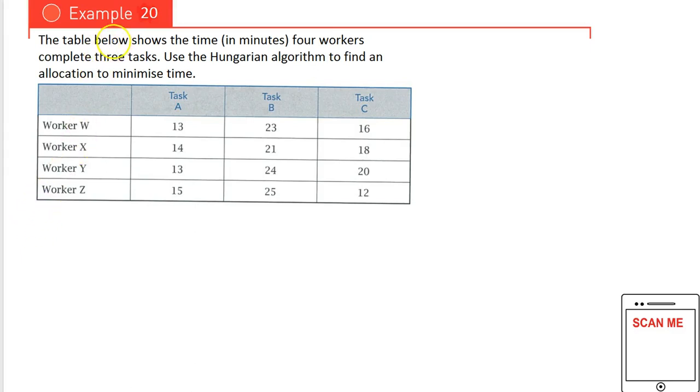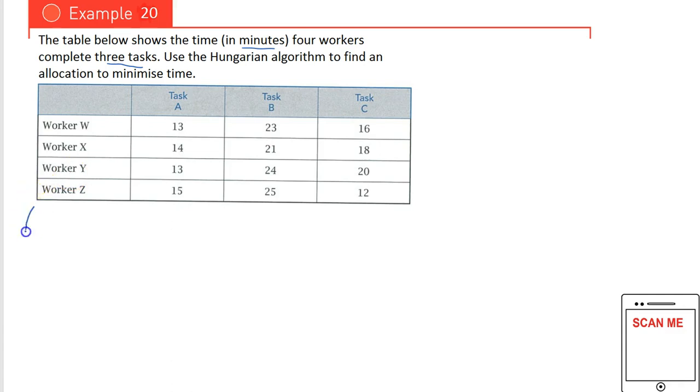Hi everyone, example 20. The table below shows the time in minutes for 4 workers to complete 3 tasks. Use the Hungarian algorithm to find an allocation to minimize time. So you have 3 tasks but 4 workers over here. What happened? Is there any difference? Yes, I'm going to show you what's the difference over here.